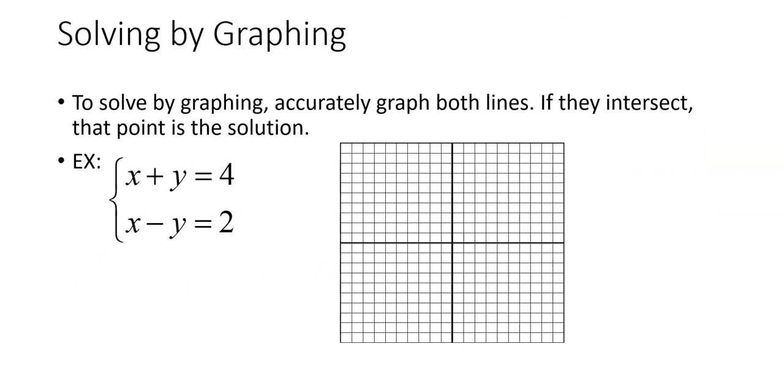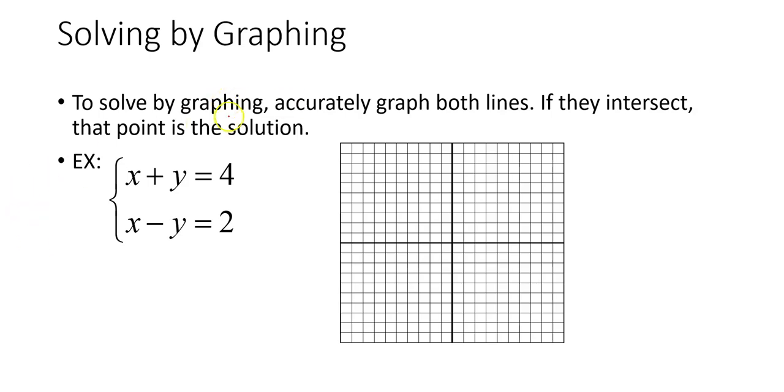So let's solve this one by graphing. You're going to see this one pop up several times as we go through. So solve by graphing. x plus y equals 4, x minus y equals 2. We have a couple of options. We can turn them both into y equals mx plus b form and graph. We could plot a couple of points.